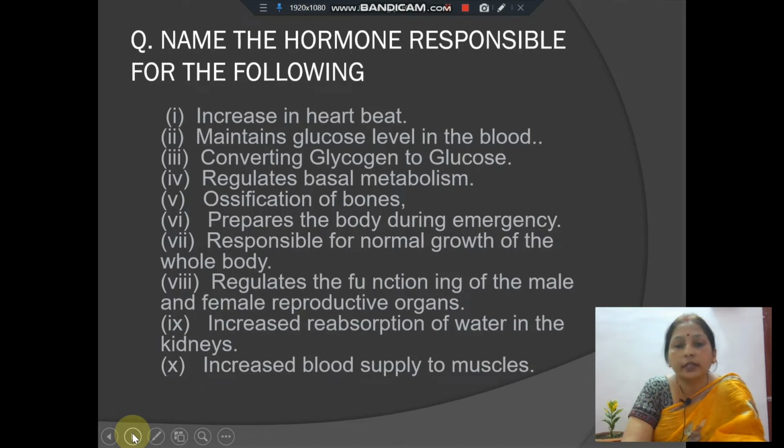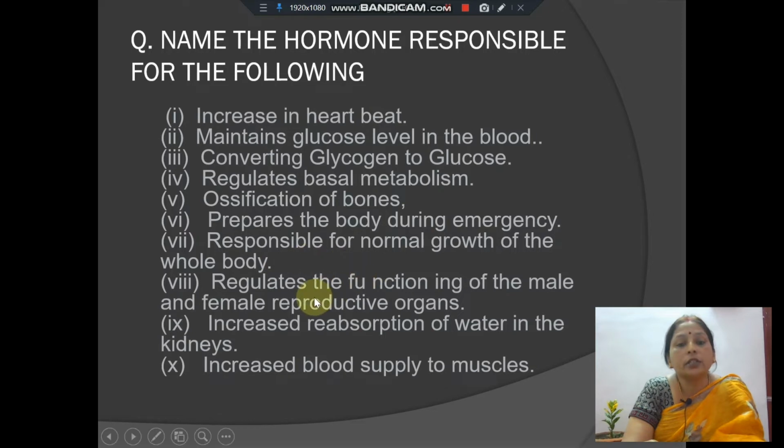Maintains glucose level in the blood, that is insulin. Converting glycogen to glucose, again insulin. Then this is glucagon. Glucose to glycogen is by insulin, and glycogen to glucose is by glucagon. Regulates basal metabolism, this is thyroxine. Ossification of bones, again thyroxine. Prepares the body during emergency, that is adrenaline. Responsible for normal growth of the whole body, this is the hormone released from the thyroid gland, that is thyroxine.